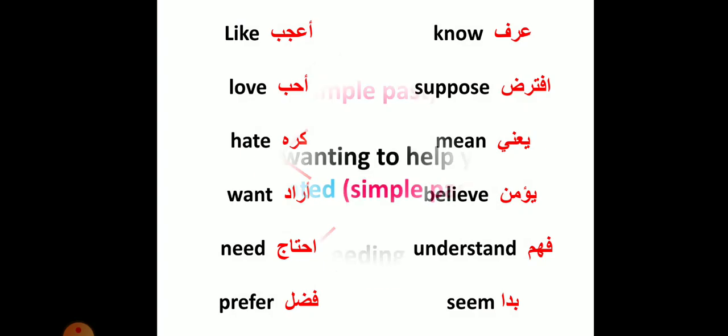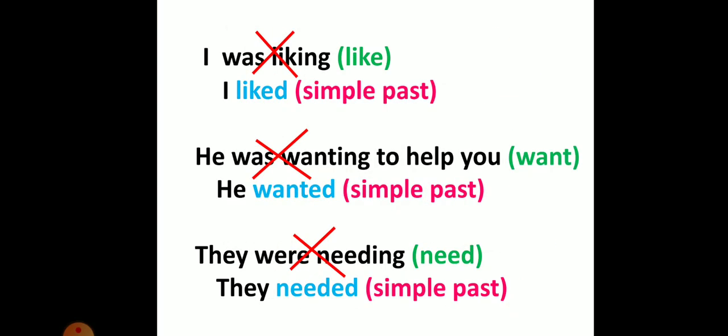There are others. For example, I was liking. We don't say I was liking. Since we are talking about the past, we say I liked. Okay, that is the correct one. He was wanting to help you. We don't say was wanting because it is a stative verb. So the correct one is he wanted. They were needing. Verb to need is a stative verb. It is used with the simple past here. They needed. Okay.